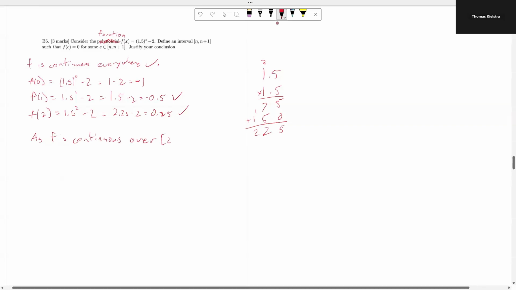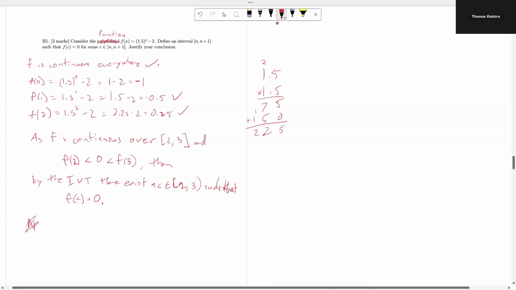over 2, 3, and f of 1 is less than 0, which is less than f, or f of 2 is less than 0, which is less than f of 3, then by the intermediate value theorem, there exists a c in the interval 2, 3, such that f of c equals 0. N equaling 2 works.